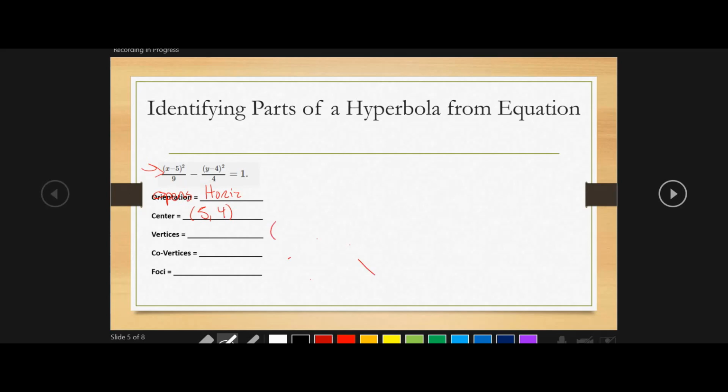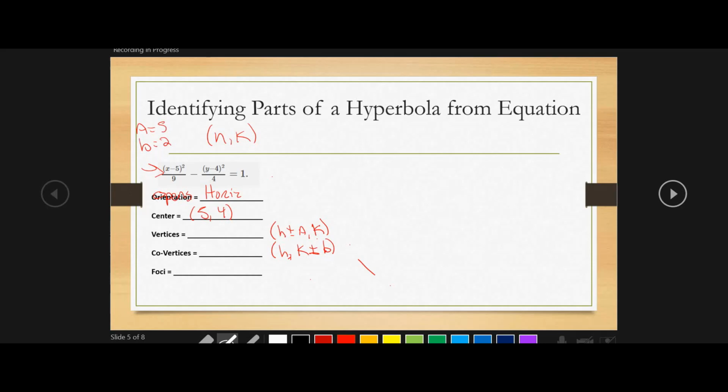Because a is under the x term, it's going to affect the h, the x coordinate. So it's going to be h plus or minus a, comma, k. And that means my co-vertices will be affected. The k will be affected, so that would be plus or minus b. I'll just go ahead and write what a and b were. a is 3, and b is 2.